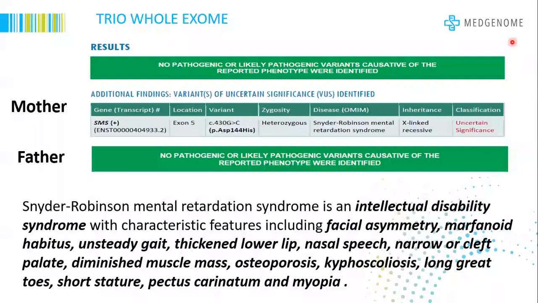So we were still in a dilemma whether it was a significant variant or not. But if you see the OMIM phenotype, or if you search the literature for this variant or this disease, it says that along with intellectual disability, it has features like facial asymmetry, marfanoid habitus, thickened lower lip, nasal speech, cleft palate. So there were multiple other features seen in other patients who had this Snyder-Robinson mental retardation syndrome. The child was evaluated again, and he didn't have any of these other characteristic features. So based on this lack of phenotype match, this variant was disregarded. We explained to the parents that we won't be able to give a diagnosis, and we cannot do any prenatal testing because this is definitely not involved with what the child has.